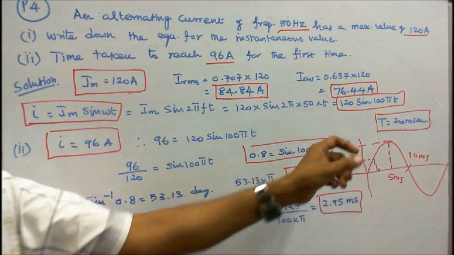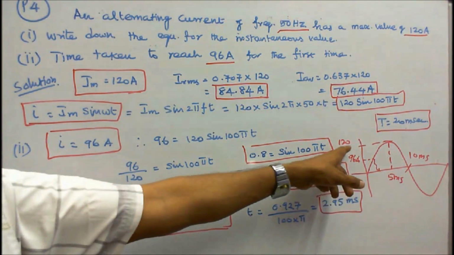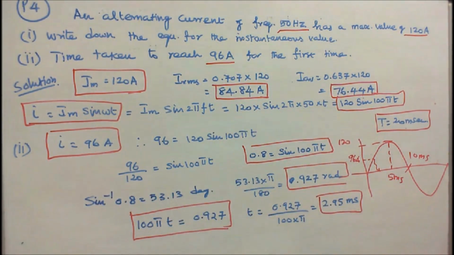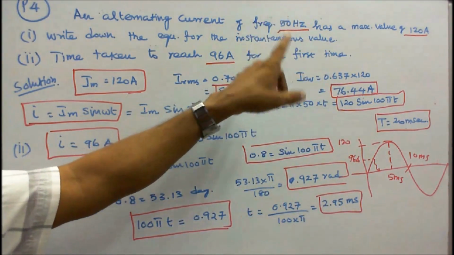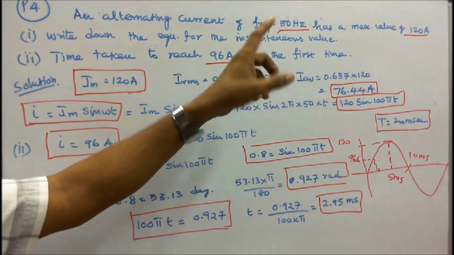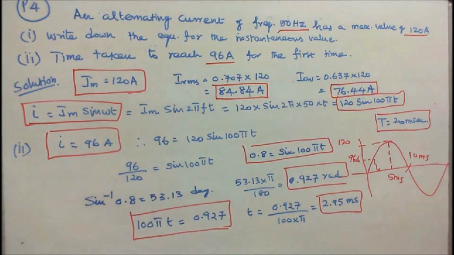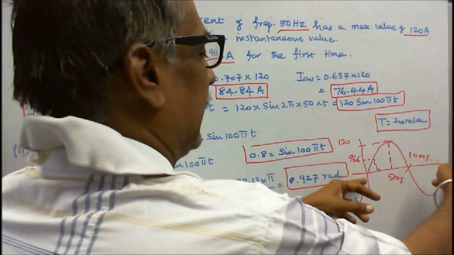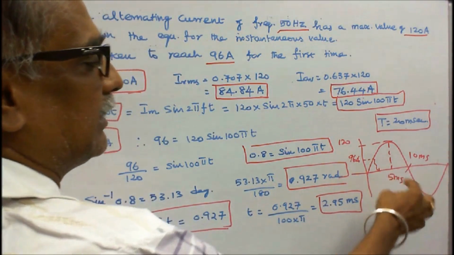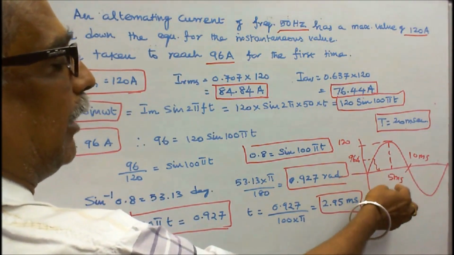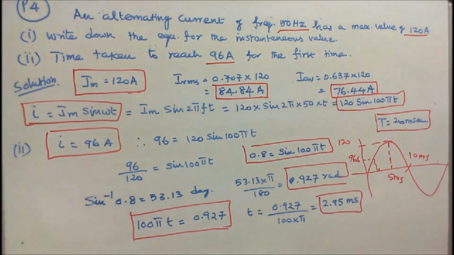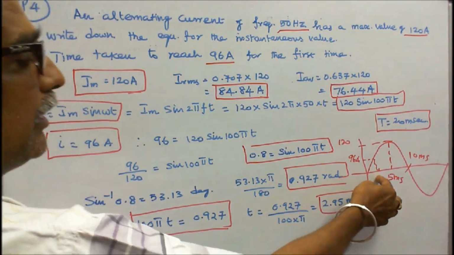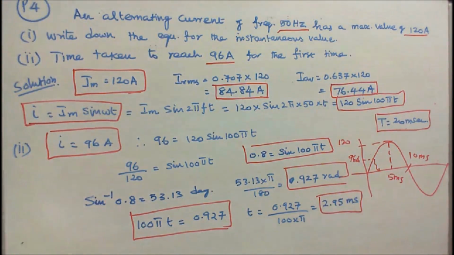Here this is the graph. This is 120, the maximum value is 120. Here frequency is given as 50. Therefore, time t is equal to 1 by f, that is 0.02 seconds or 20 milliseconds. Here this is 20 milliseconds, this is 10 milliseconds, this is 5 milliseconds. At 5 milliseconds we get the maximum current, that is 120 amps. So this is 2.95 milliseconds.